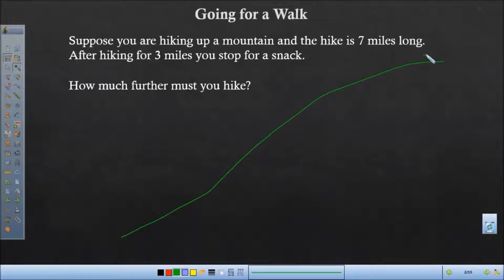Whoops, out of ink. Hang on one second. This pen likes to give up on me from time to time.